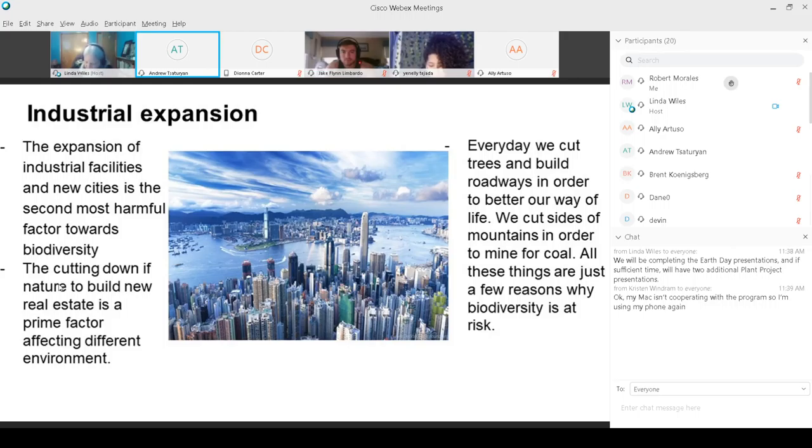Every day we cut trees and build roadways in order to better our way of life. We cut sides of mountains in order to mine for coal. All these things are just a few reasons why biodiversity is at risk.